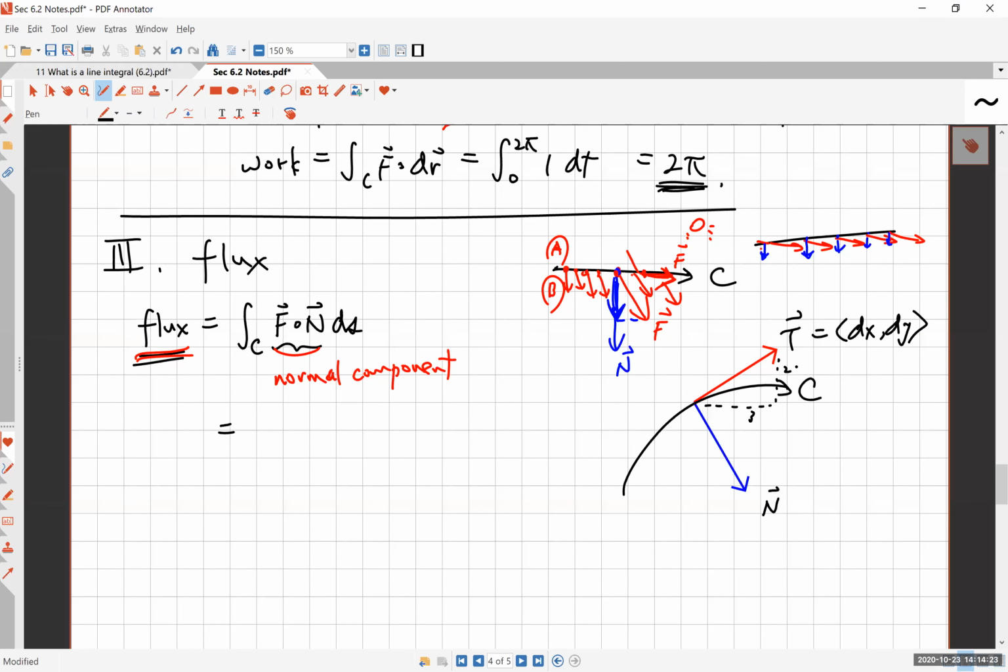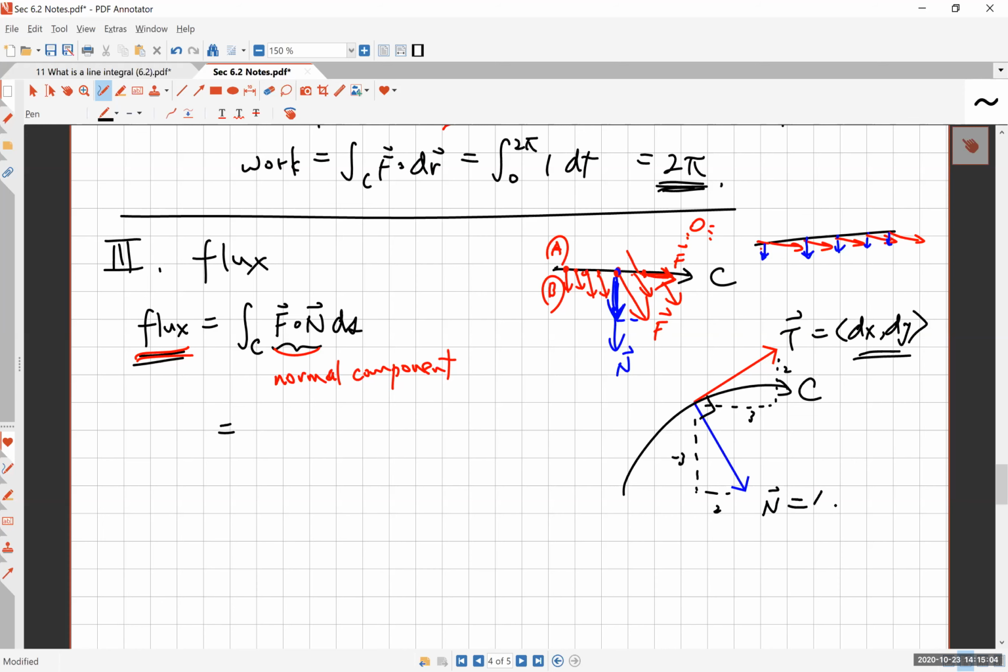If T is 3 comma 2, what is N, the normal component? Well, you know that there's a right angle between these. So the normal component will be 2, negative 3. You see that? If the tangent vector is 3 comma 2 (well, it's not a unit tangent vector; actually, this is not T here, it's supposed to be T dt, but let's just use capital T), then the normal component has 2, negative 3.